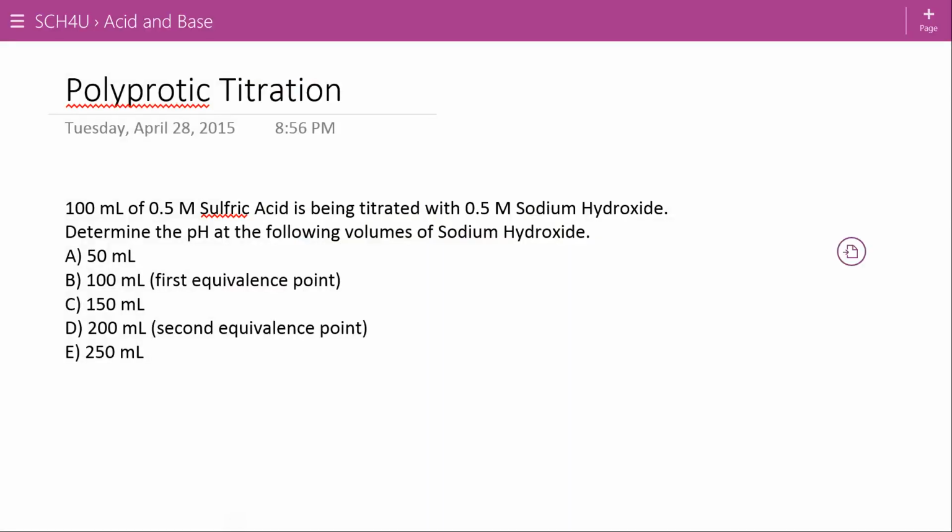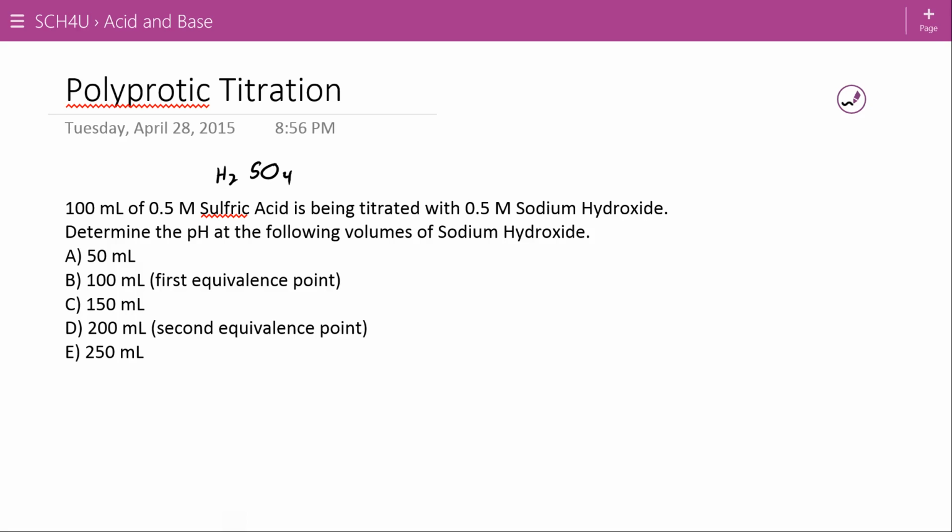Okay, in this video I'm going to go through how to determine the pH of an acid-base reaction. Here we have a polyprotic acid, specifically H2SO4 or sulfuric acid, and we're going to titrate it with 0.5 molar sodium hydroxide. I made the concentrations the same so it's a little easier to see where we're at.